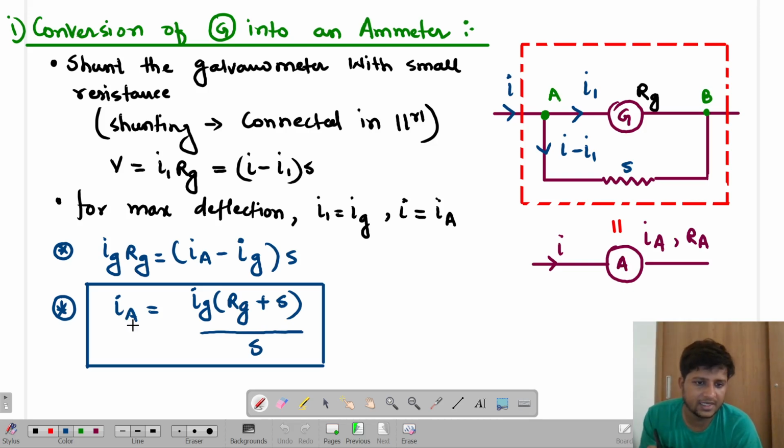So therefore, I can write the current passing through the ammeter as the maximum deflected current times the resistance of the galvanometer plus shunt, divided by shunt.